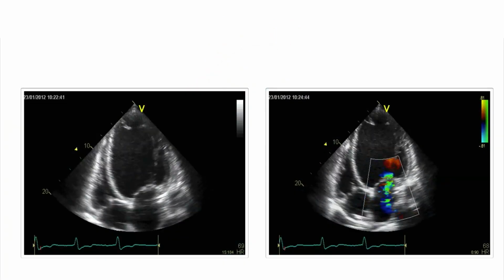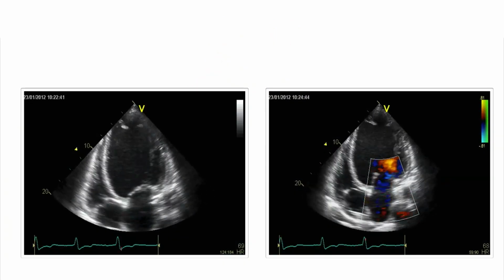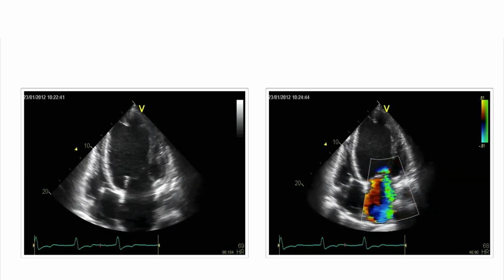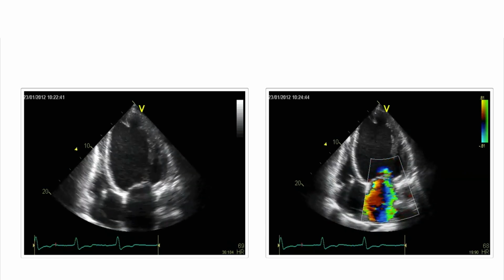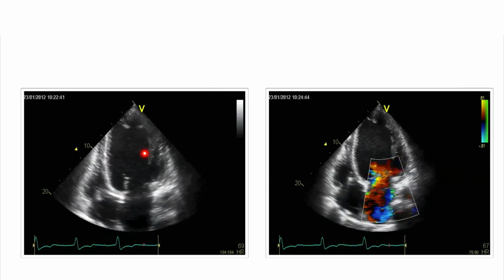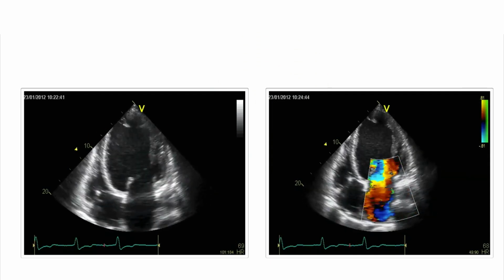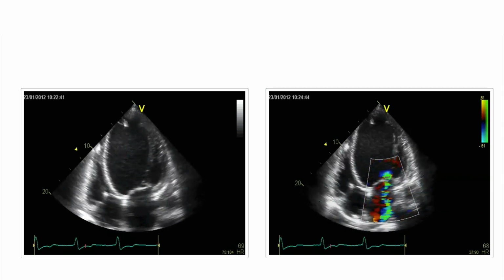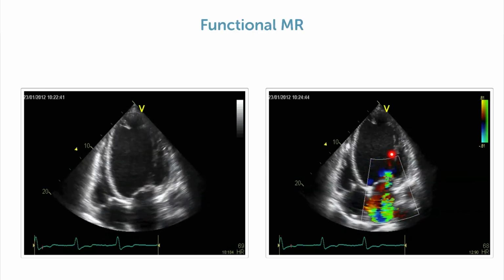One last example. Is the morphology of the mitral valve normal? Well, there's a little bit of mitral annular calcification maybe, but this is pretty much trivial. The mitral valve itself is structurally completely normal, but still we have mitral regurgitation. Why? Because we have a dilated left ventricle with poor left ventricular function. So mitral regurgitation here is definitely secondary to remodeling of the left ventricle. We have functional MR.